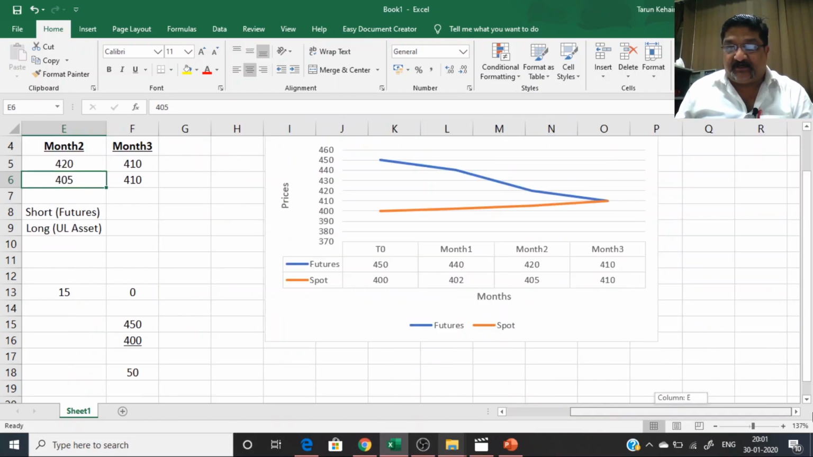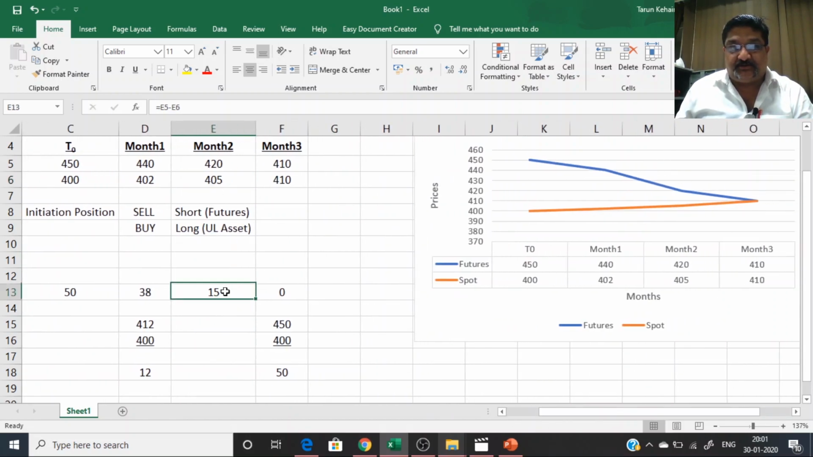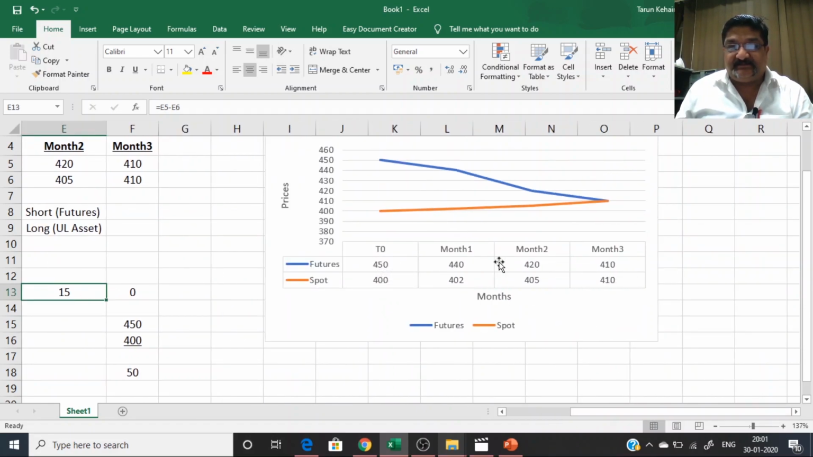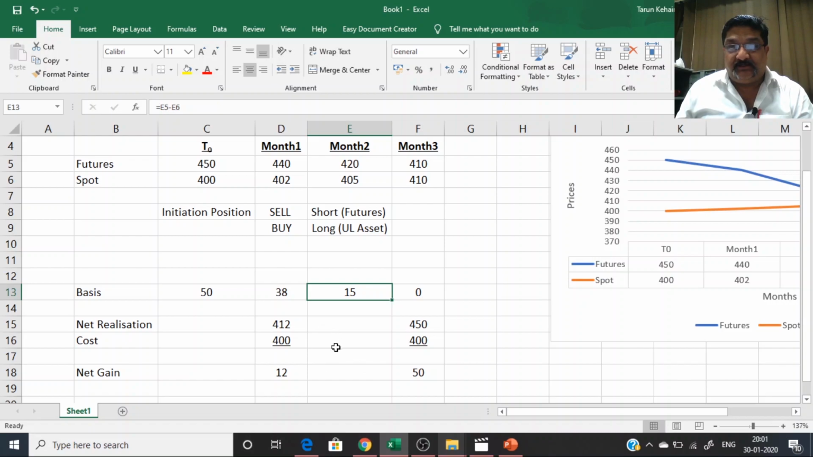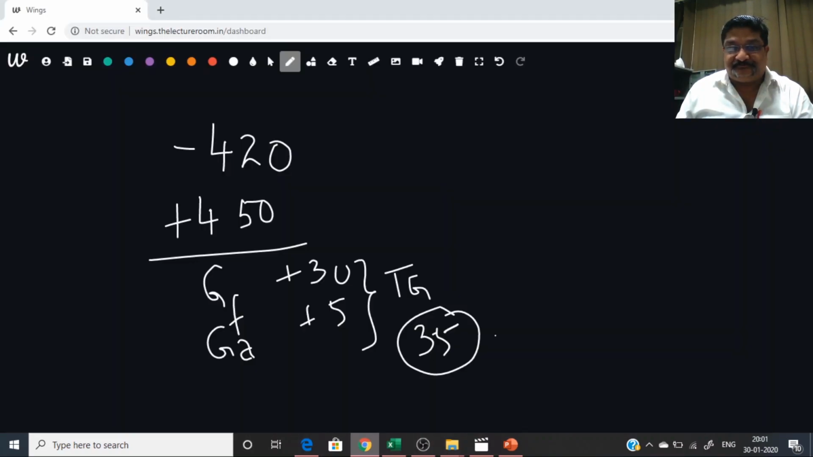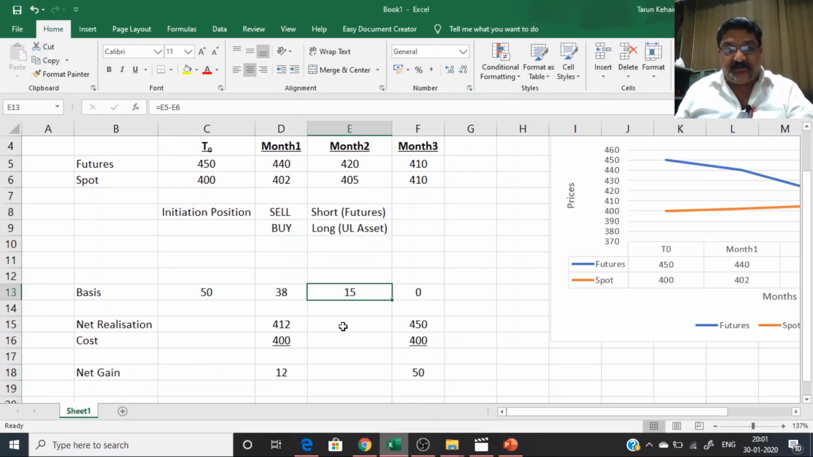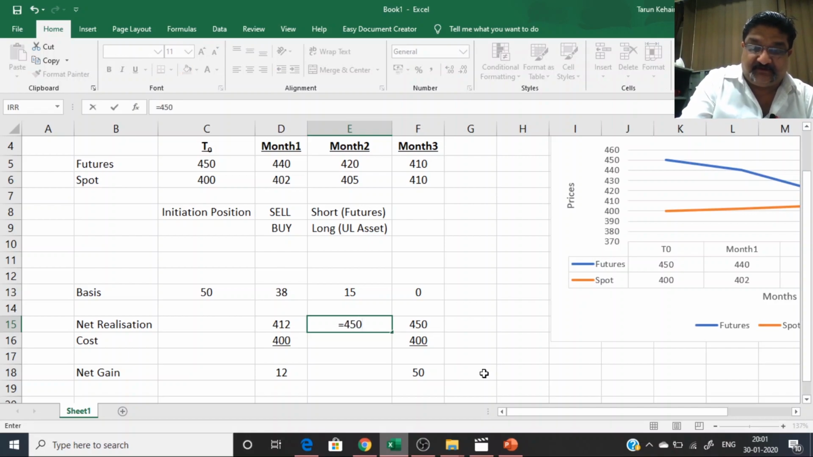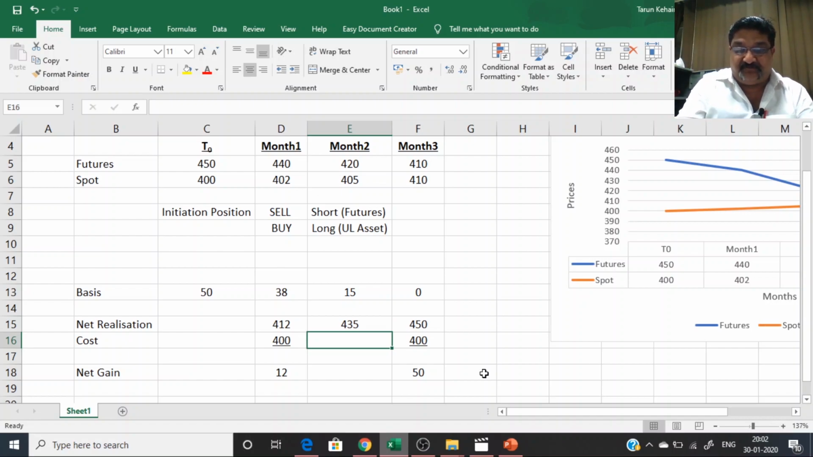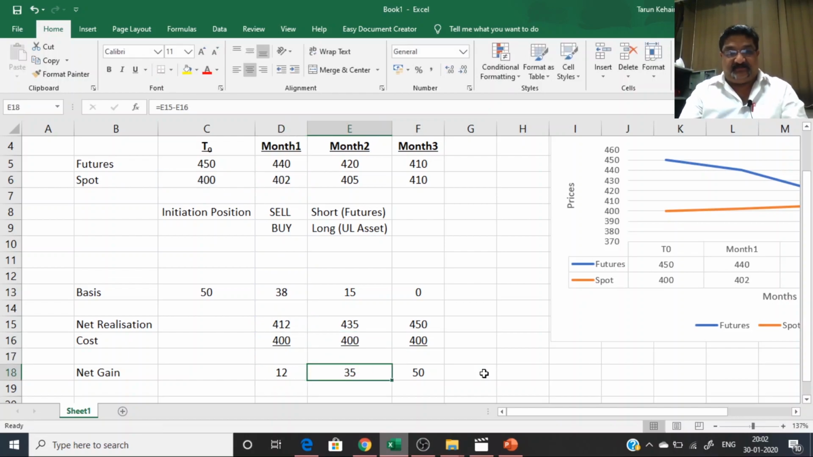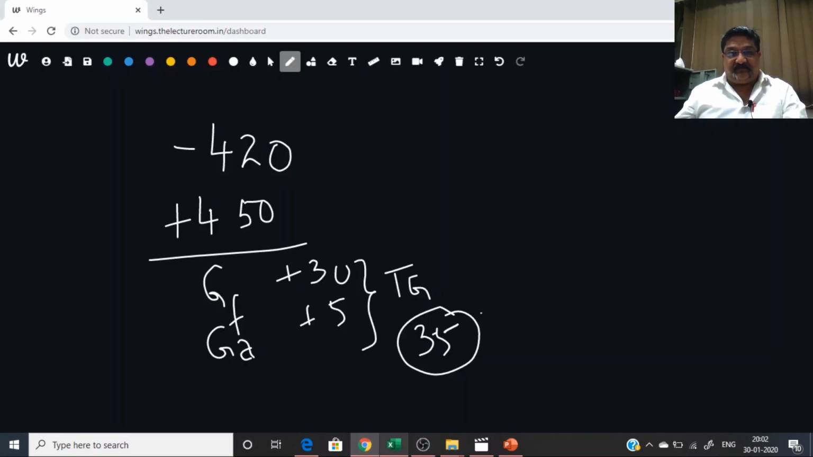Now his initial basis when he started the contract was 50, and at month 2 his basis has shrunk to 15. So from 50 it has come down to 15, which means the change in the basis is 35, and that is exactly equal to the net gain he has made. Again, we have proved the same concept. If you look at it from a realization perspective, he has realized 450 on the futures contract, 405 by selling the asset in the spot market, and 420 for nullifying the futures contract. So he has a net realization of 435. Now the spot price of the asset he bought remains at 400, and therefore the net gain is 35. And this is the same net gain that you computed here.